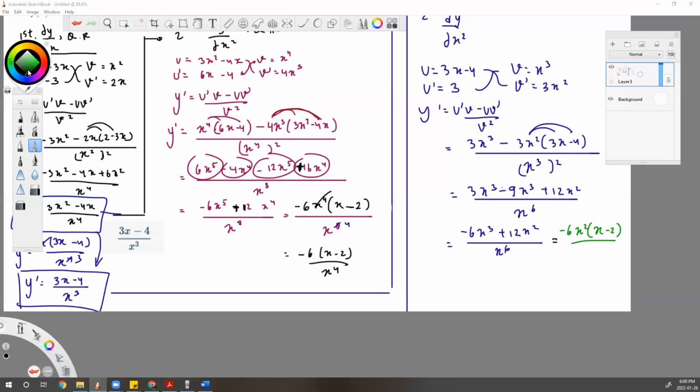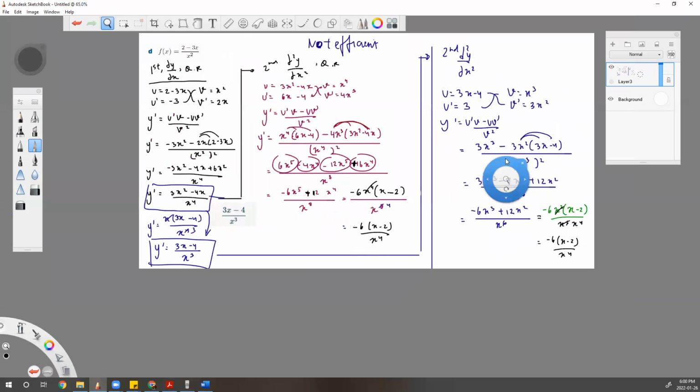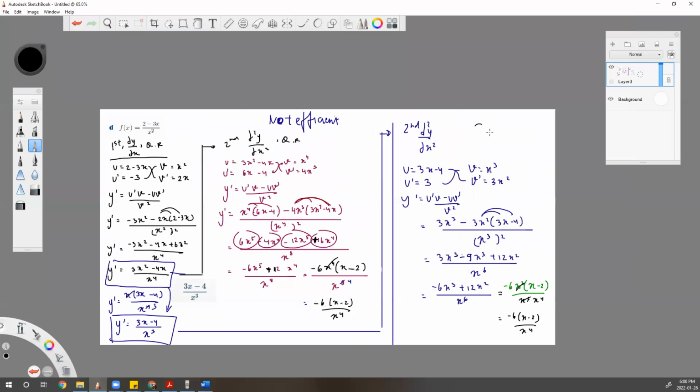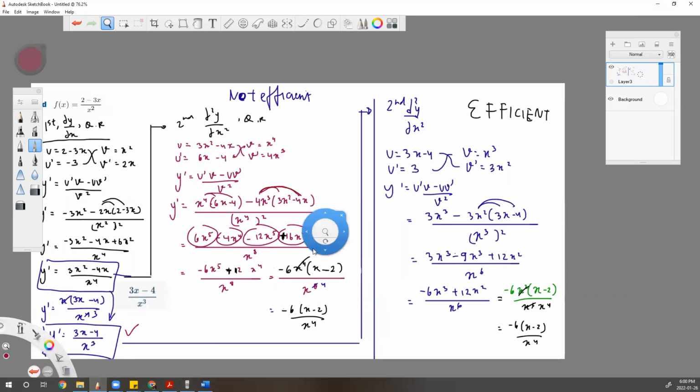So you can learn from my mistake here to do it like this. Totally avoid that x power 6. Okay, so you can cross this 2 and it becomes x power 4. So negative 6 x minus 2 over x power 4. This is more efficient, way more efficient. Here, I simplify. That's the problem. Use this. Let's try to prove the second derivative.